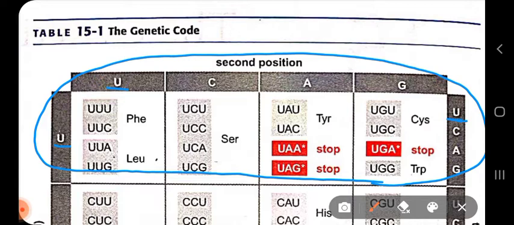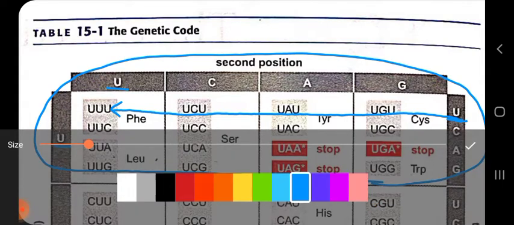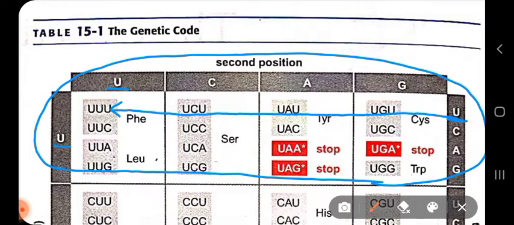So what does U mean? This is your U right here. First letter, second letter, third letter. So this codon UUU represents PHE. I think PHE is phenylalanine, right? Just search it: what does the 3-letter code PHE mean? I think it is phenylalanine.